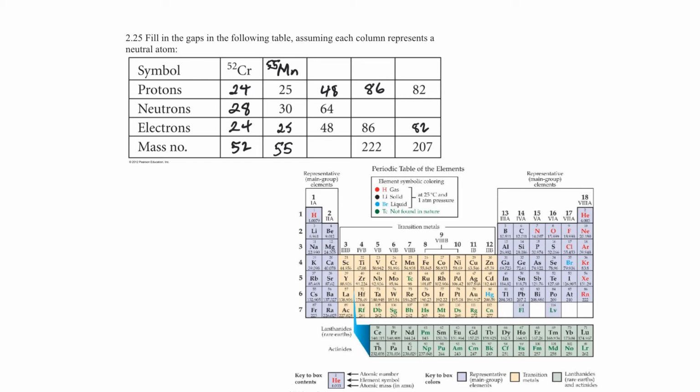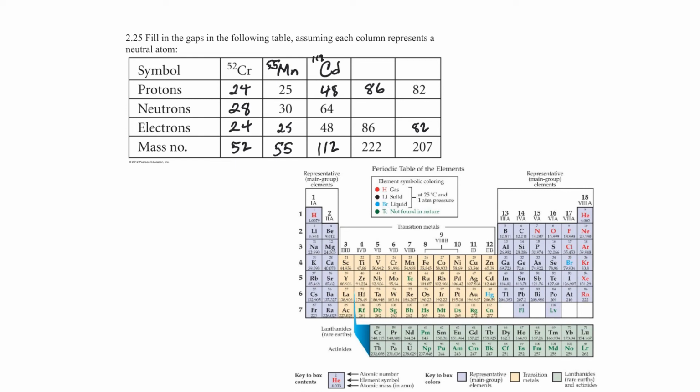The next one I know has 48 protons. I'm looking for number 48. 45, 46, 47, 48. It looks like cadmium. So cadmium is Cd. It has 48 electrons, 48 protons. What's the mass number? Well, the mass number is 48 protons plus 64 neutrons. It's 112. So this is cadmium 112.